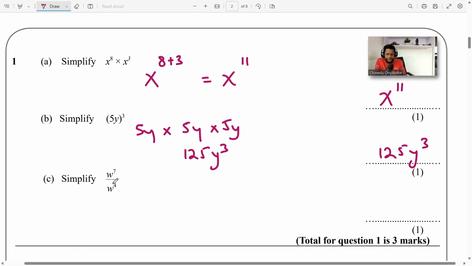And C, here you have w to the power of 7 divided by w to the power of 4. So we write w and then take away the powers, 7 minus 4, which will be w to the power of 3.